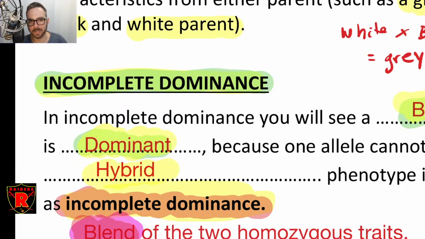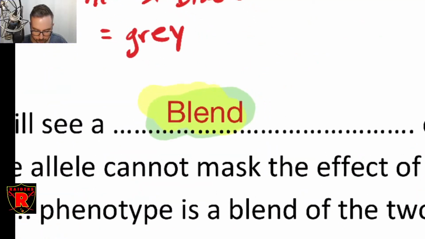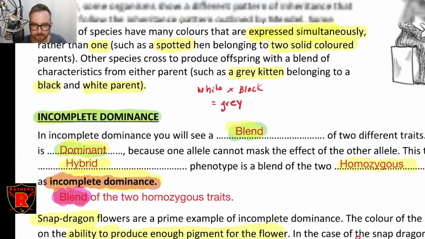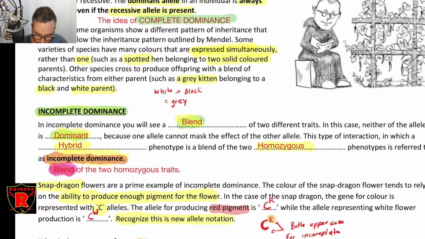Remember, the hybrid is the heterozygote where you have both alleles. The hybrid shows a new trait that is sort of a mix of the other two traits. That's incomplete dominance. Okay, or sometimes it's referred to as a blend. Okay, so you get a blending of the two other traits. In other words, neither of the alleles is truly dominant in this case.